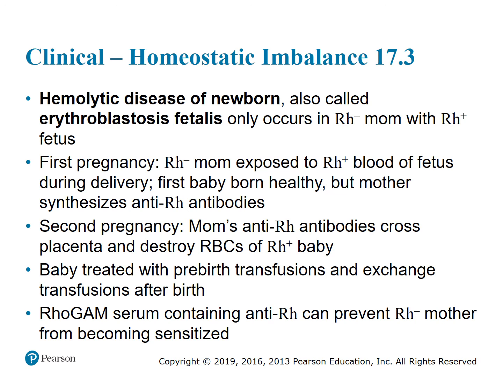The second pregnancy is where the problem is, or any subsequent pregnancy after that. The mom's anti-Rh antibodies cross the placenta and destroy the red blood cells of the Rh positive baby, and the baby is treated with pre-birth transfusions and exchange transfusions after birth.